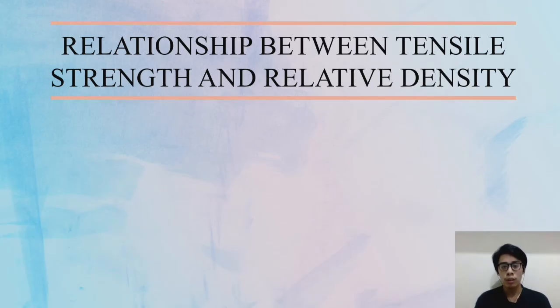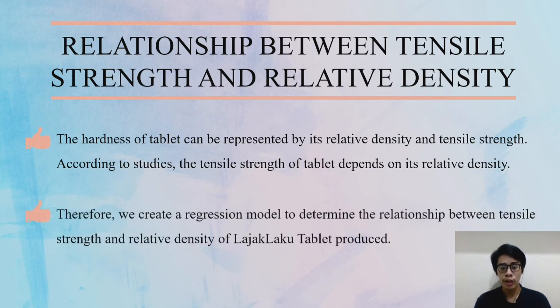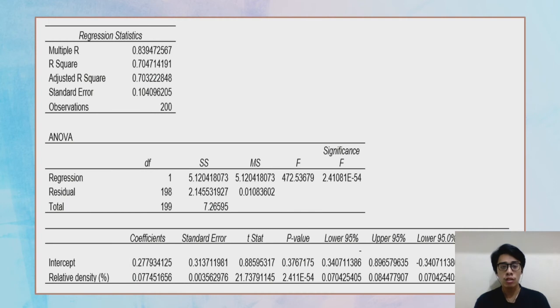Next, I will talk about the relationship between tensile strength and relative density. The hardness of tablet can be represented by its relative density and tensile strength. According to study, the tensile strength of tablet depends on its relative density. Therefore, we create a regression model to determine the relationship between tensile strength and relative density of Lajak Laku tablet produced. This figure shows the summary output of the regression analysis. For more info on it, please kindly refer to the appendix attached in the report.